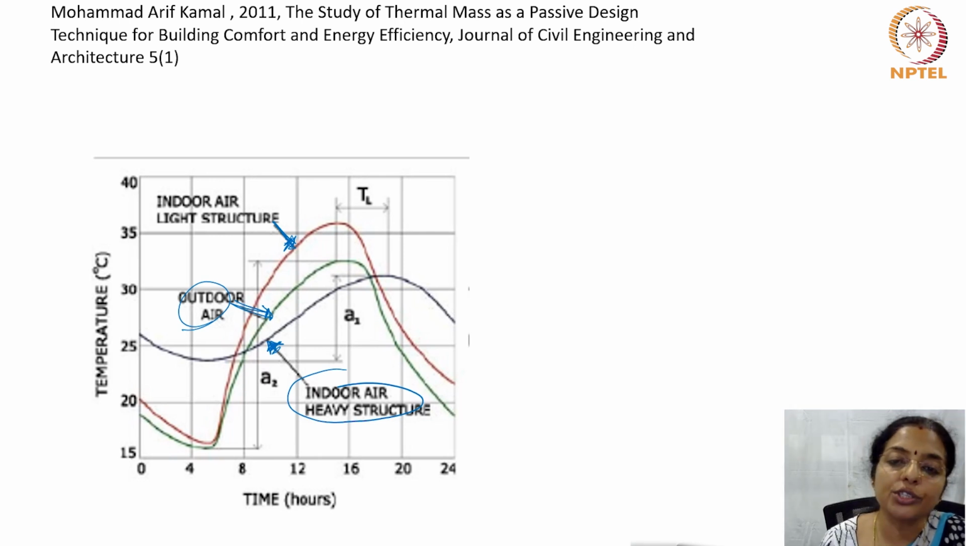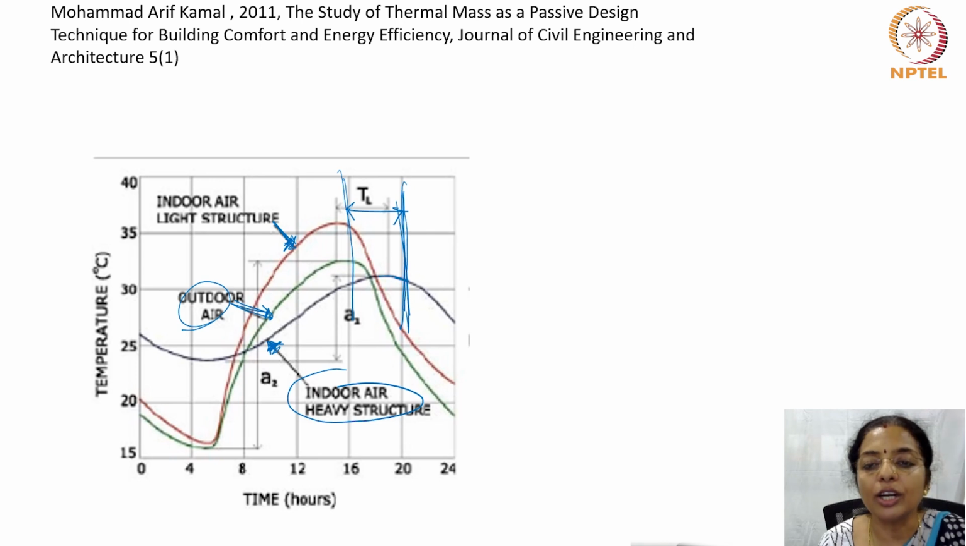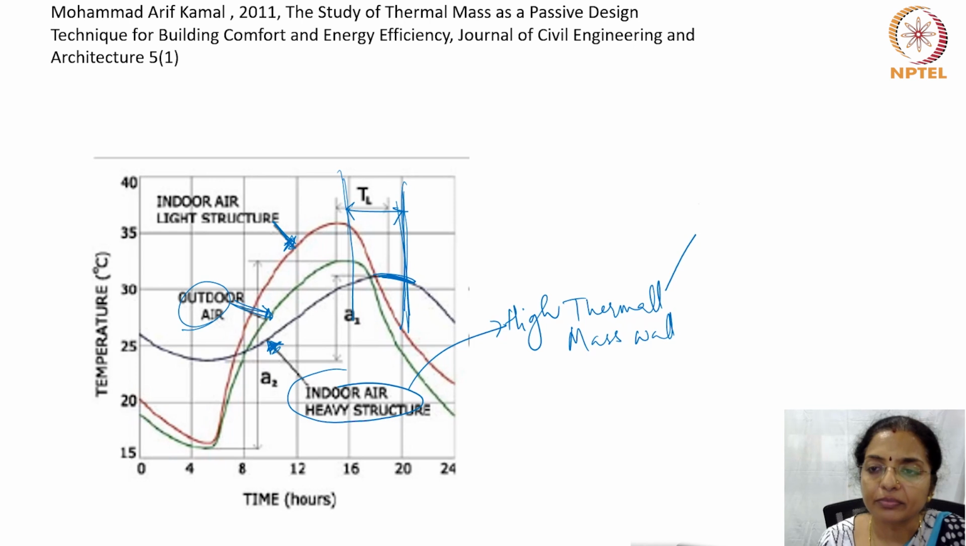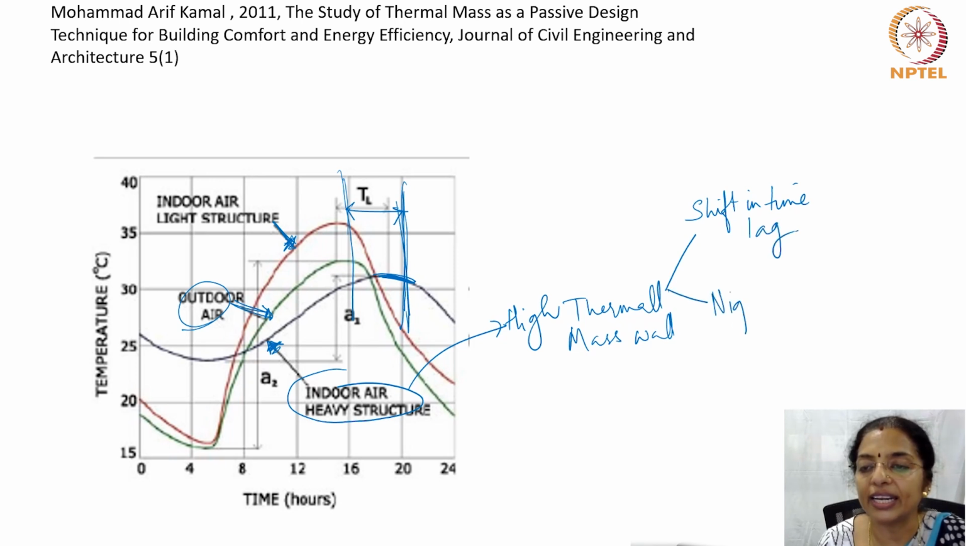You can also see that the time lag, that is the time difference between when the outdoor reaches its maximum and when the indoor reaches its maximum, is shifted greatly when you have a high thermal mass wall. When you have a high thermal mass wall, two things happen. One is there is a shift in time lag, and it is effective for night ventilation.